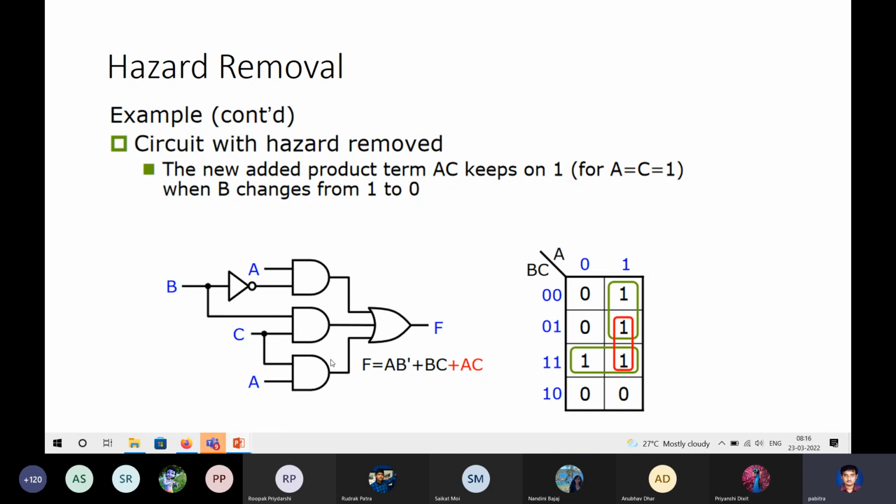So what does that mean in the circuit? It means we have another AND gate and we have a 3-input OR gate. Now see, whatever transition you take, at least one of these product terms will be 1. That means F will always stay 1. It will never have a glitch. By adding this additional redundant cube, or an AND gate, we can cover this hazard. We can cover this glitch. It will not happen.